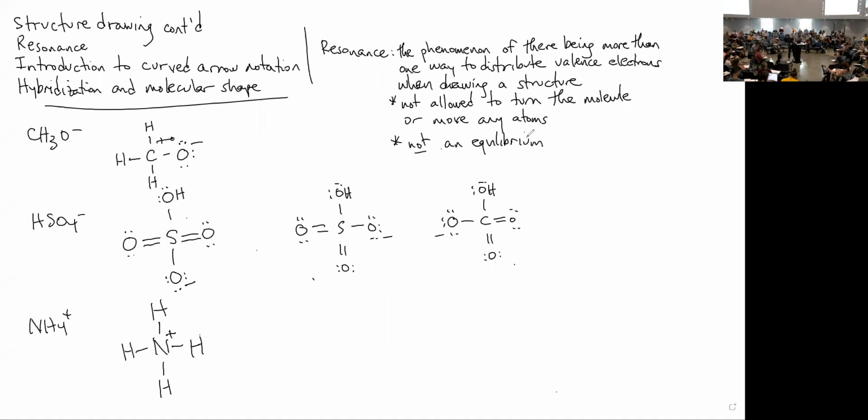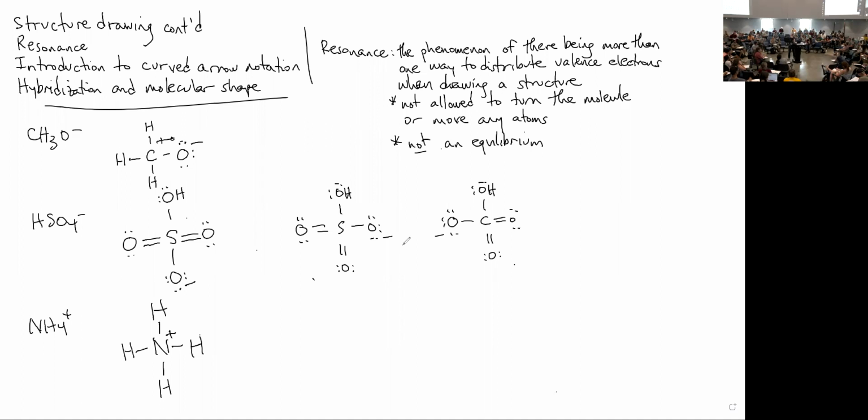But it's important to understand resonance is not an equilibrium. And I'll say this at least a few more times, don't worry. But what's going on with a species like bisulfate ion is not that it's rapidly flipping back and forth between or among these 3 structures. That is not what is going on.